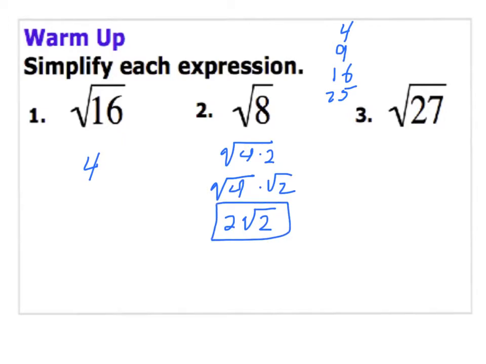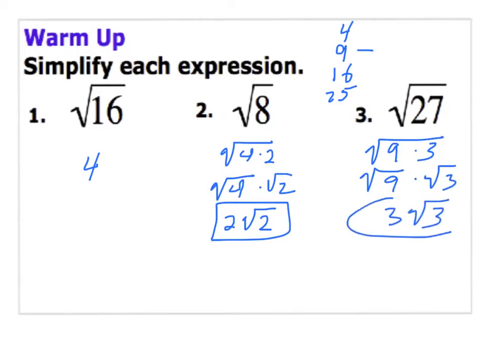Let's review one more here. You have 27. What's the largest perfect square that goes into 27? Well, you can play with your calculator and try to figure it out, or you may know it's 9 right here. So it's going to be square root of 9 times 3. And of course, square root of 9 times the square root of 3, that'll give you 3 times the square root of 3. All right, so that's enough review for today. Let's get into the lesson.